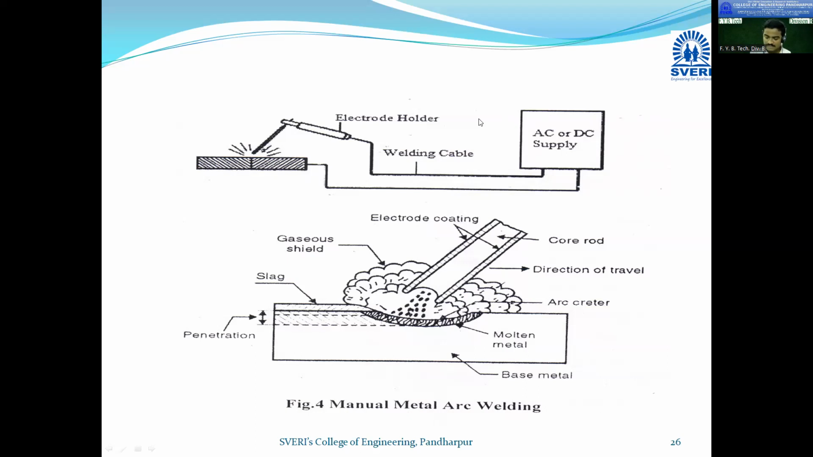That is the advantage. What did we write then? Flux produces gaseous shielding around the molten metal, full stop. It prevents the reaction of molten metal with oxygen and nitrogen in the atmosphere.